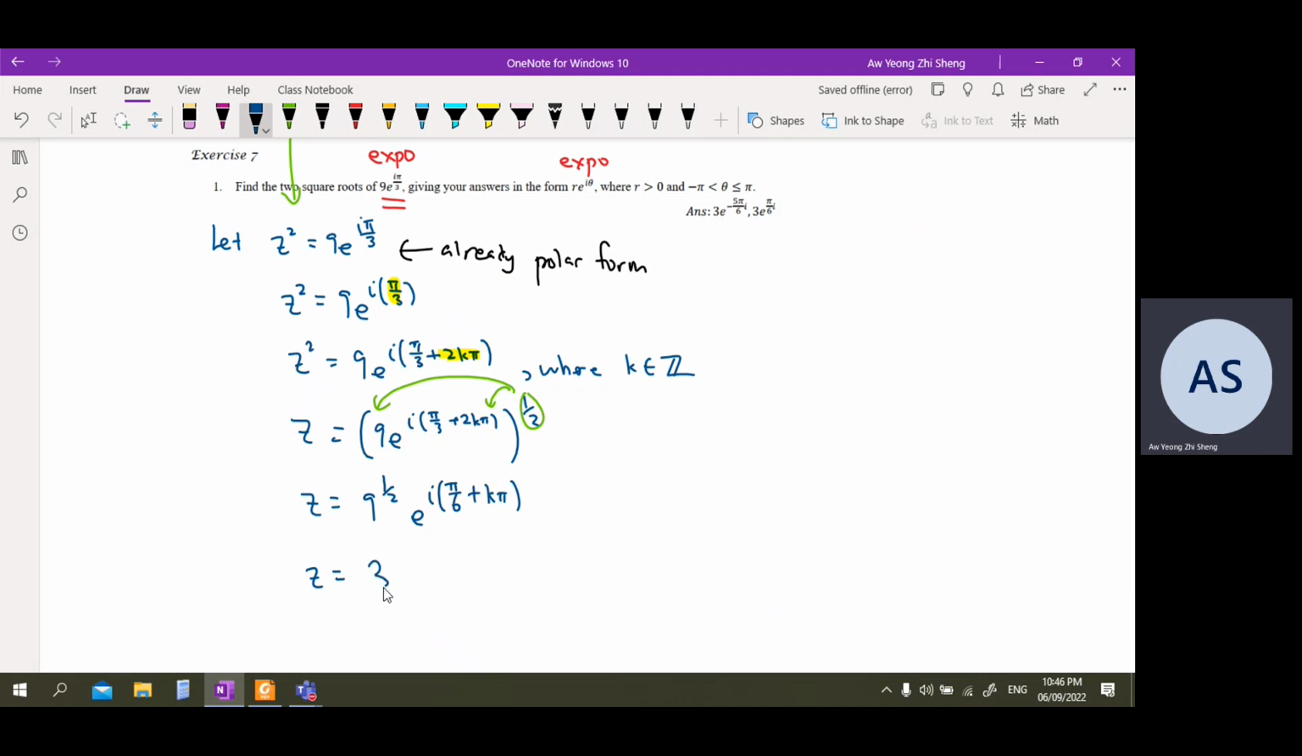Nine power half becomes 3. This is e^i. Just do some algebra here. Make it to have a common denominator of 6, and I have (1 plus 6k) times pi over 6.